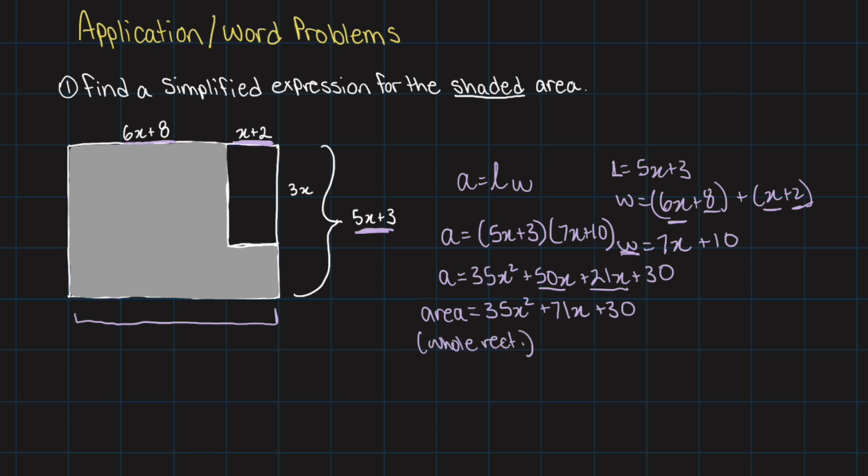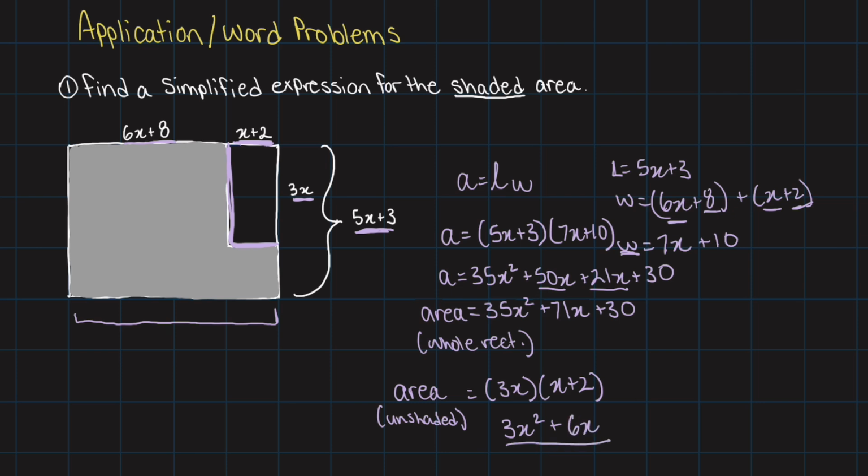But we're not done. We only have to find an expression for the shaded area. So now that we know the area for the entire rectangle, we're just going to subtract the unshaded part. So let's find the area for the unshaded part of the rectangle. Again, length times width. So 3x for our length or our width, whichever, and then we have x plus 2, as we can see right here. Then we do the distributive property again. We have 3x times x, which is 3x squared, and then 3x times 2, which is 6x. All right, so that's for the unshaded part.